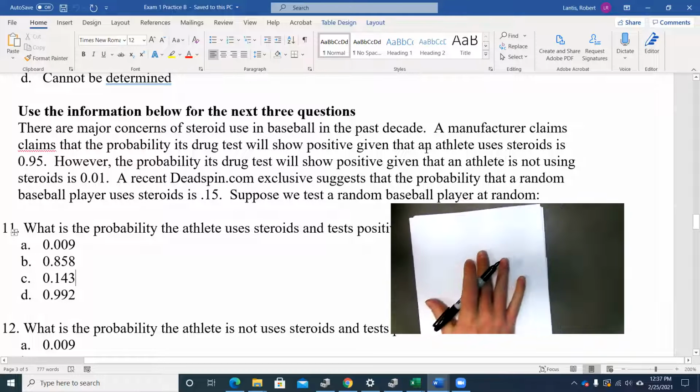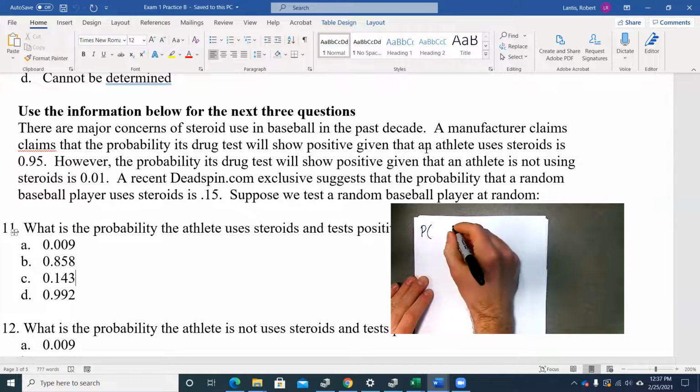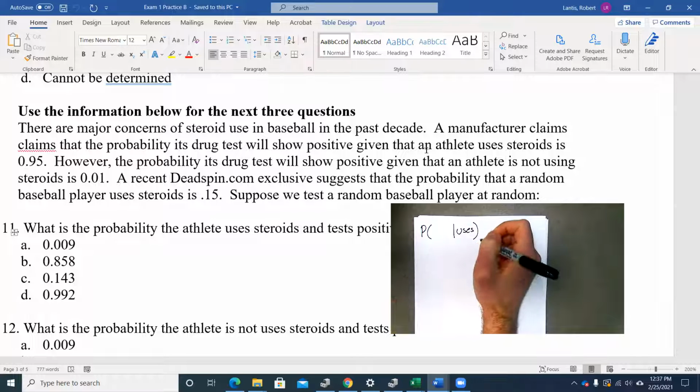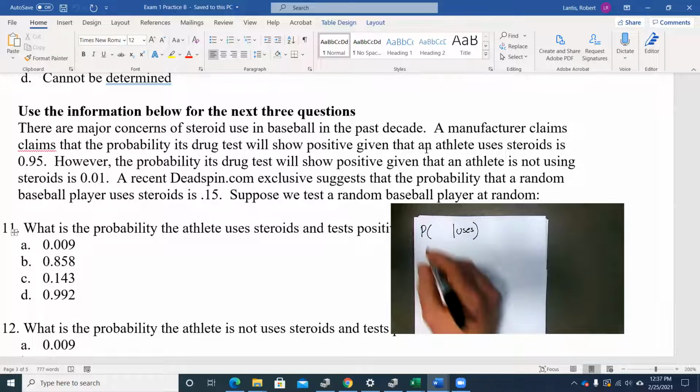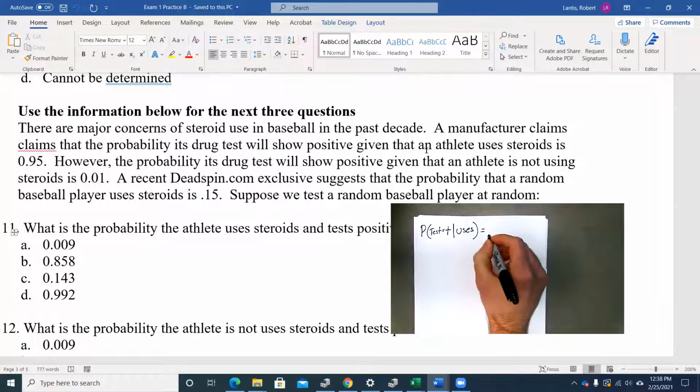So let's just start writing out what we know here. So the probability that, given someone is using or uses steroids, the probability that the test shows a positive result, or you could say that they are using, right? We're told that's 0.95. Okay?